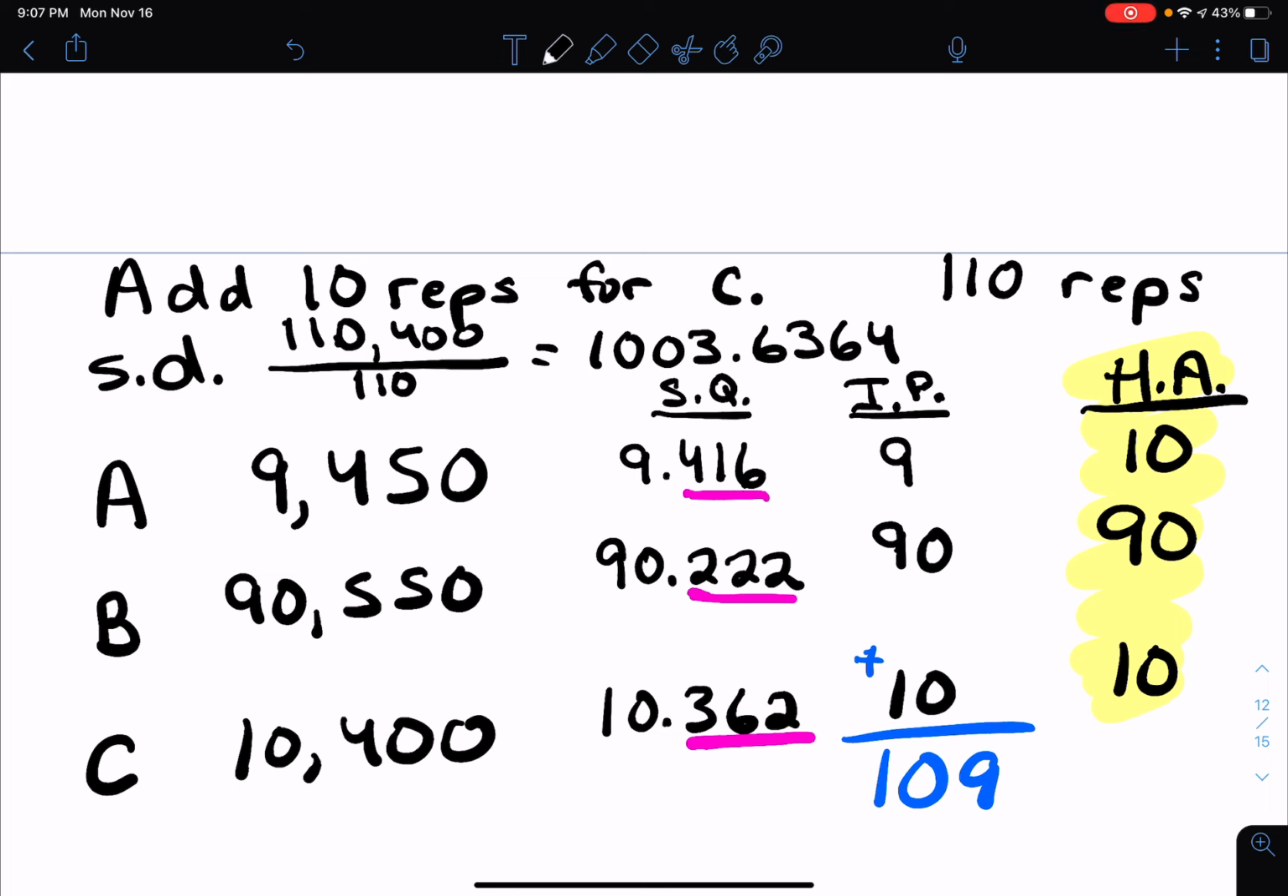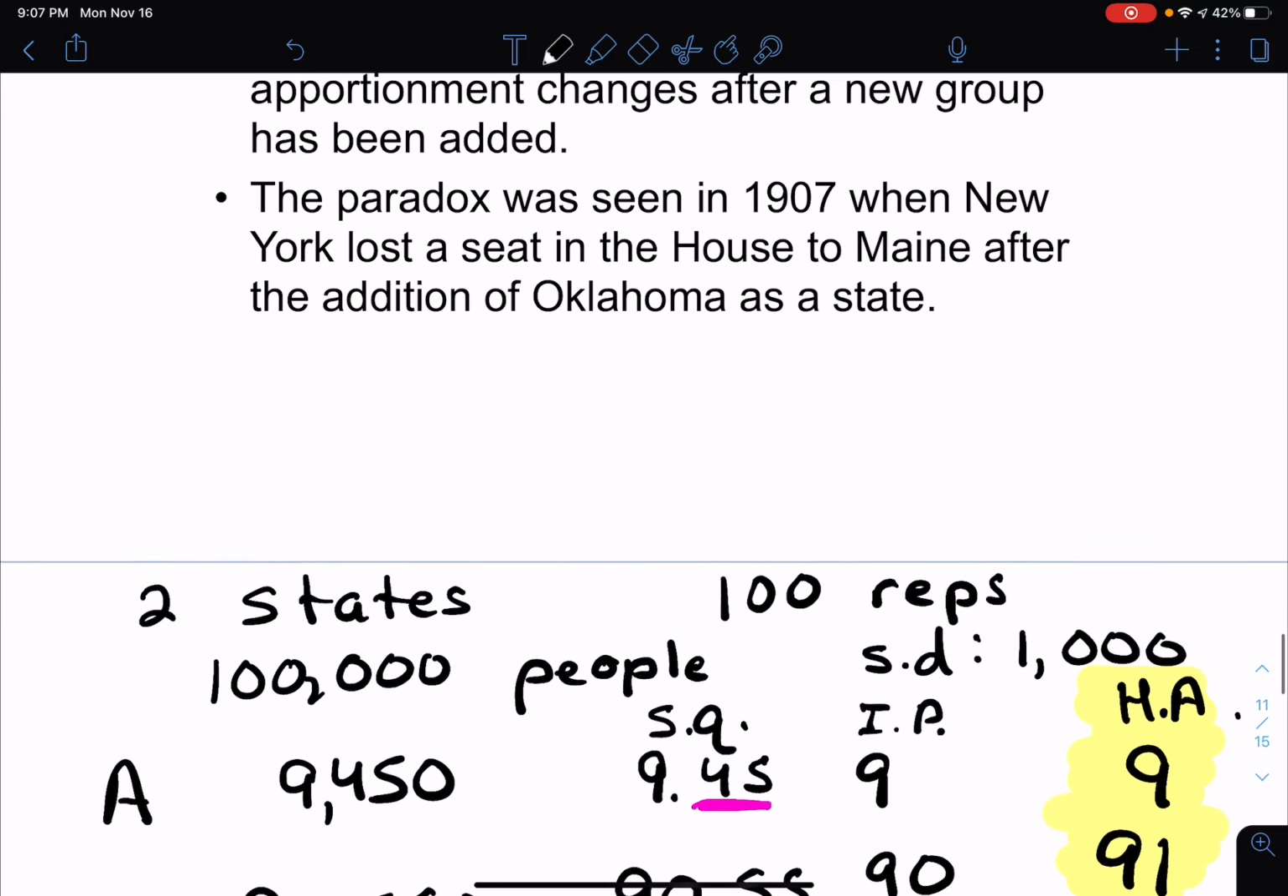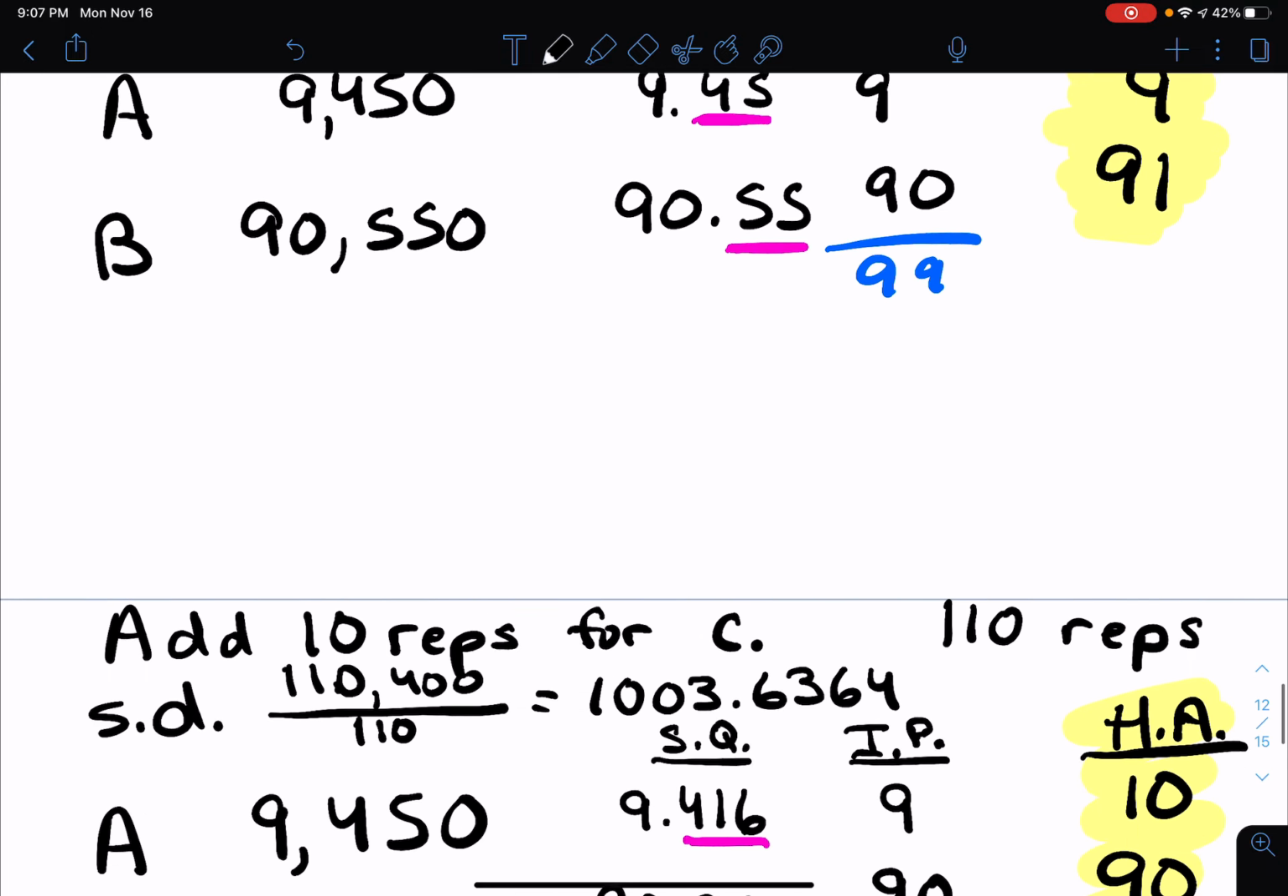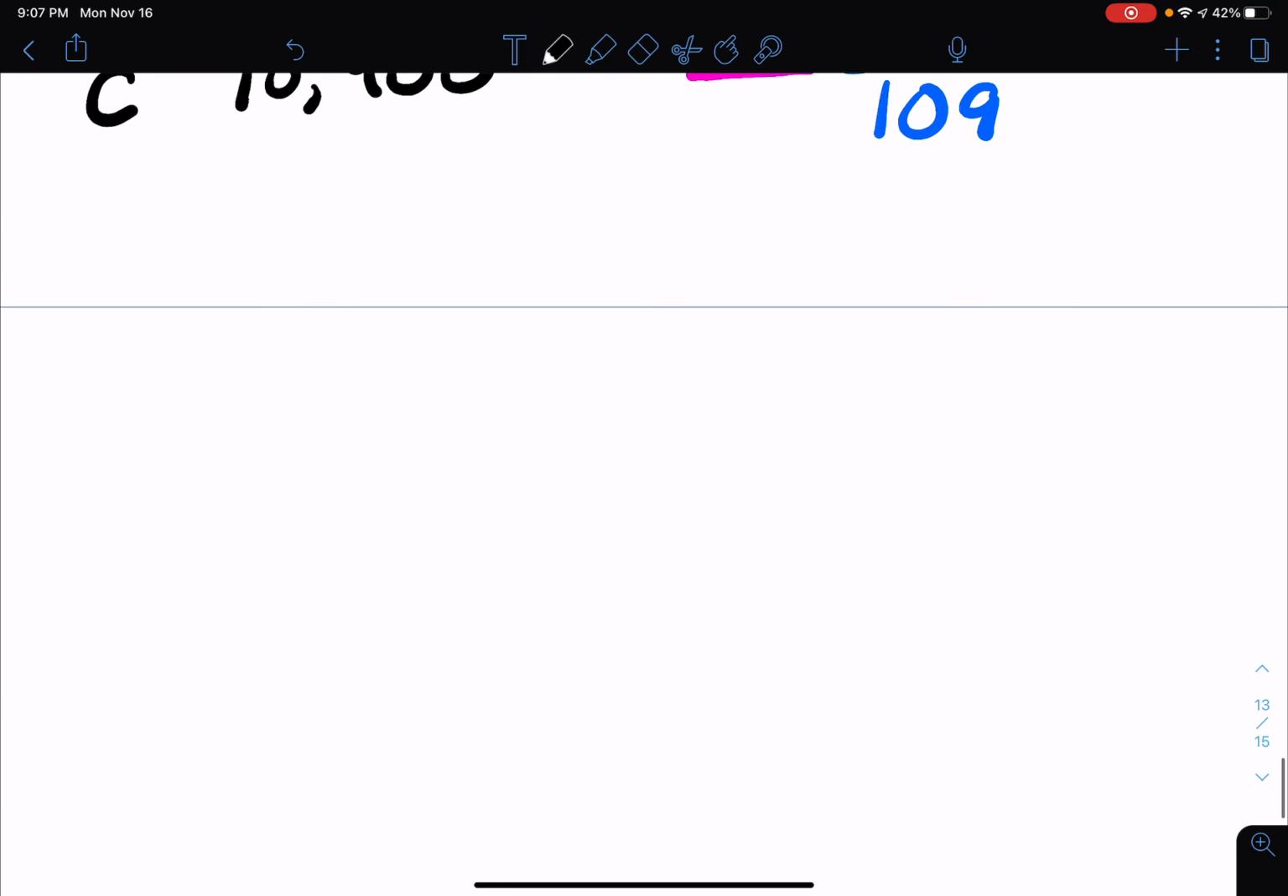Why? Well, the math worked it out that way, but this just doesn't make any sense. State A and B should have just been left alone. Nobody should have messed with them. State C should have just gotten those extra 10 and been done with it. But that's an example of your new states paradox. State C received the 10 reps added for them.